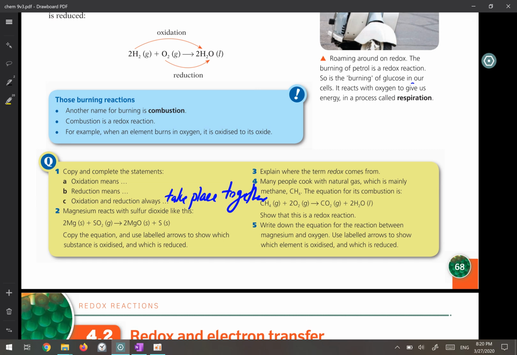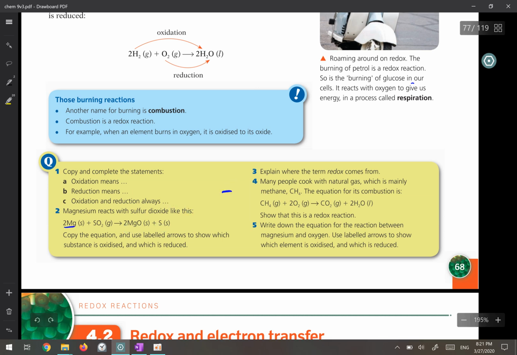Question number 2 says magnesium react with sulfur dioxide like this. So the reaction of the magnesium with sulfur dioxide is given. What is the product? Product is MgO. Okay, this is ionic compound. The name of that is magnesium oxide, and S is sulfur. So magnesium reacts with sulfur dioxide to give you magnesium oxide and sulfur. It says copy the equation and use the label arrows to show which substance is oxidized and which is reduced. Okay, so I answer the question here.